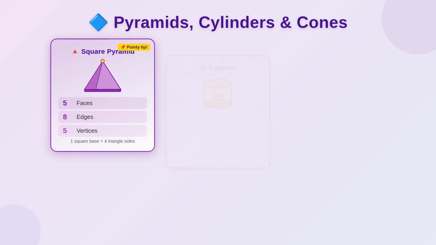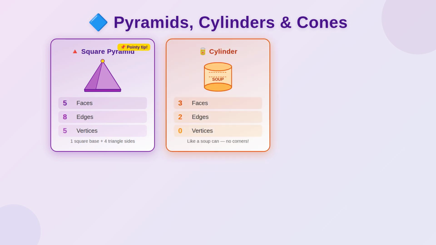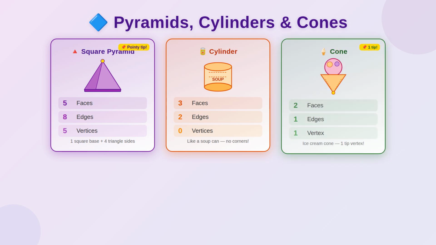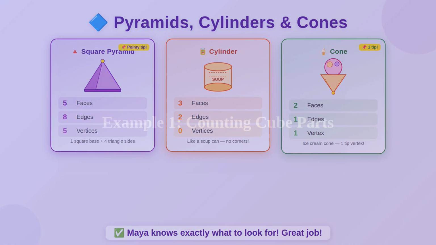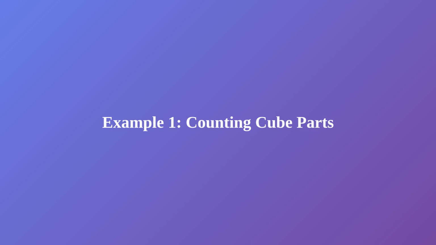Maya flips to the next part of her worksheet: pyramids, cylinders, and cones. A square pyramid has 5 faces, 1 square base, and 4 triangle sides. It has 8 edges and 5 vertices, including that pointy tip at the top. A cylinder, like a soup can, has 3 faces, 2 edges, and 0 vertices, no corners at all. And a cone, like an ice cream cone, has 2 faces, 1 edge, and 1 vertex at the very tip. These shapes are a little different, but now Maya knows exactly what to look for.